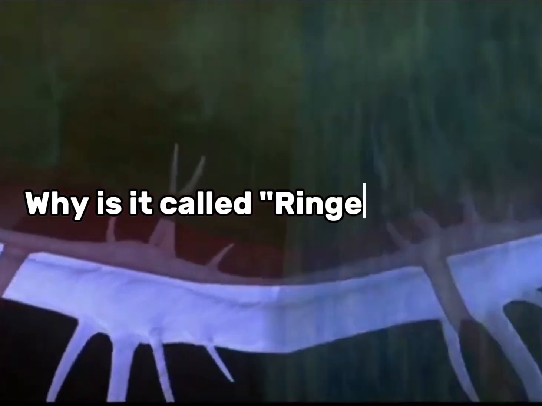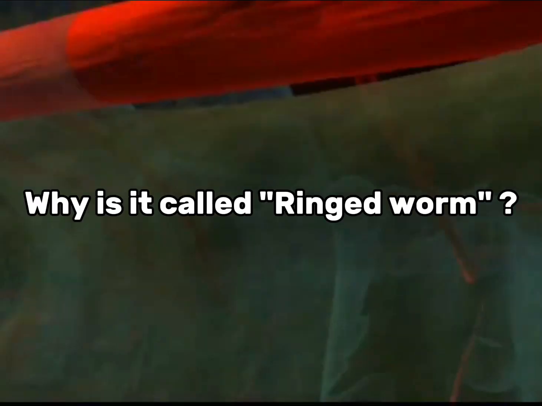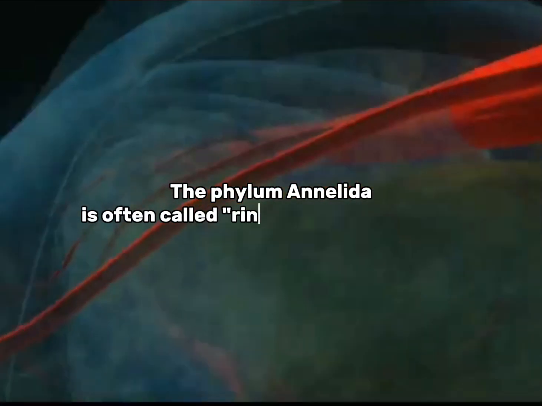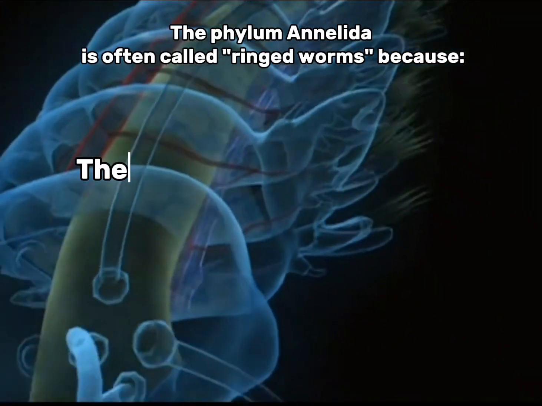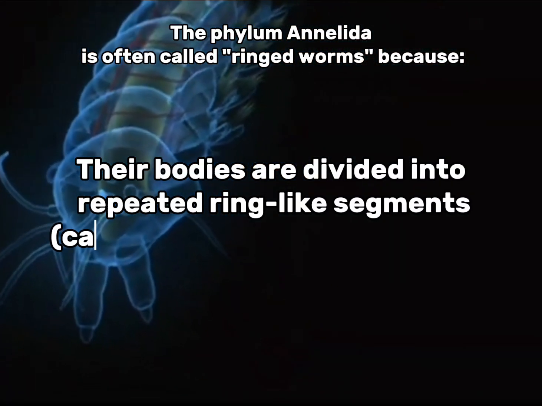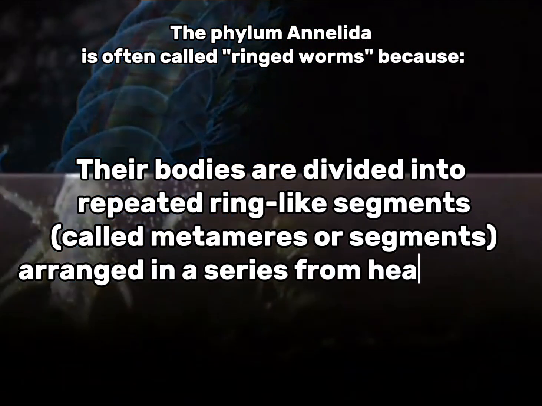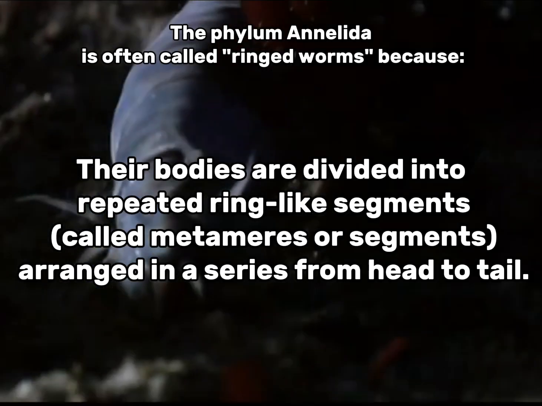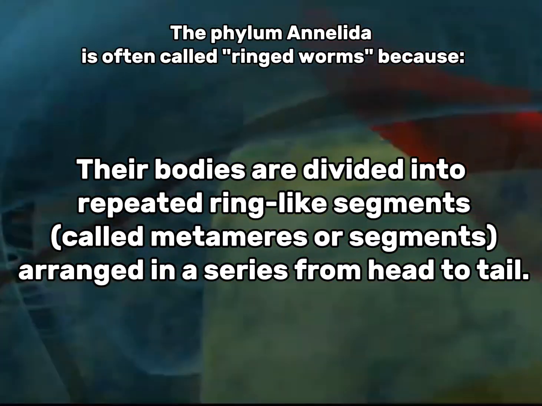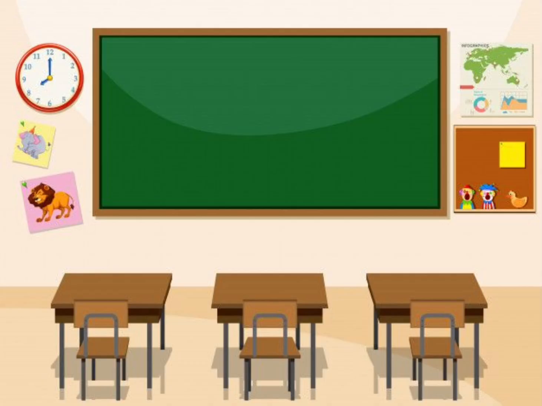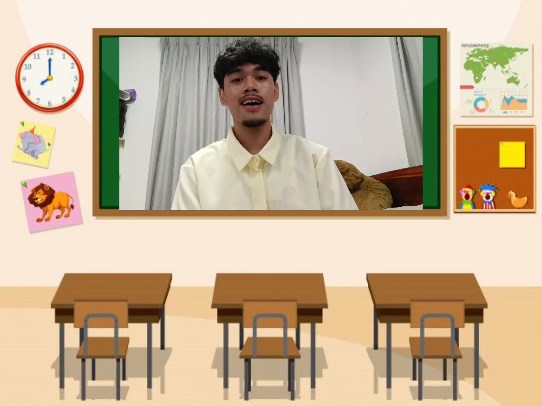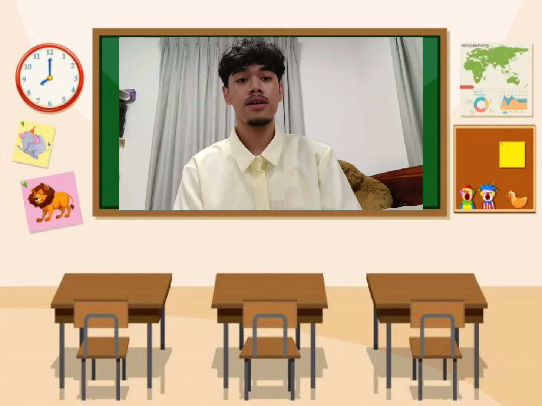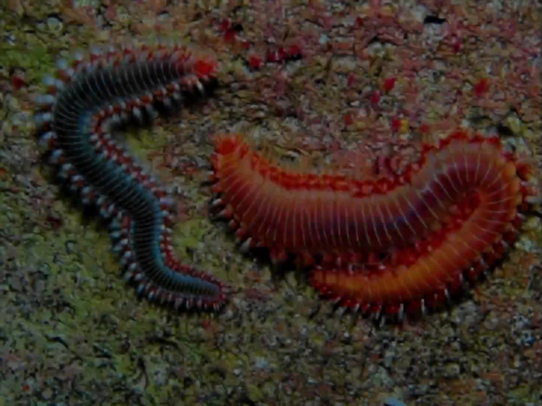But why is it called ringed worms? The phylum Annelida is often called ringed worms because their bodies are divided into repeated ring-like segments, called metameres or segments, arranged in a series from head to tail. Now that we all know what phylum Annelida is, we will tackle the different types of it.